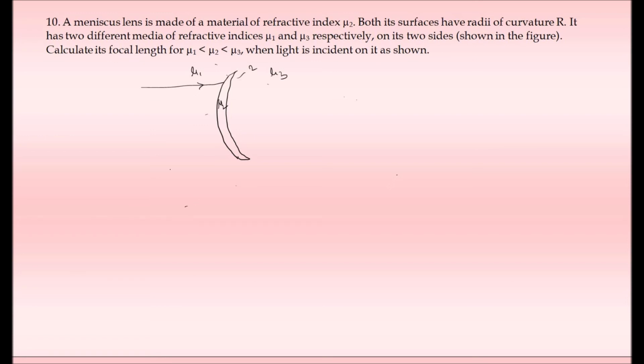So here this is the direction of the incident light ray, and if you draw the ray diagram, then as mu2 is greater than mu1, it will move towards the normal line. If this is our principal axis, then it will hit the principal axis at this point, and we call it I1. So I1 is the image formed by the first surface, and it will serve as a virtual object for the second surface.